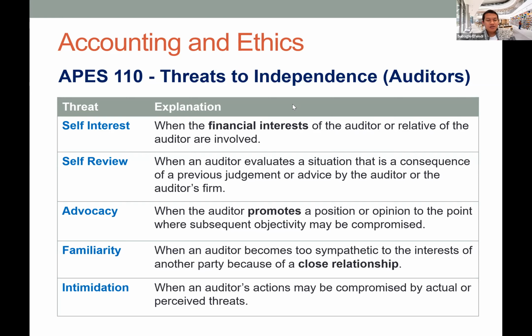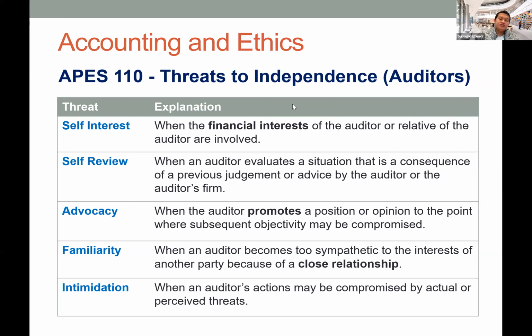Okay, and then advocacy, when the auditor promotes a position or opinion to the point where subsequent objectivity might be compromised. Familiarity, when an auditor becomes too sympathetic to the interests of another party because of close relationships. Okay, and lastly, intimidation, when an auditor's action might be compromised by actual or perceived threat. Okay, I think the audit engagement is the most critical engagement, if we talk about ethics.